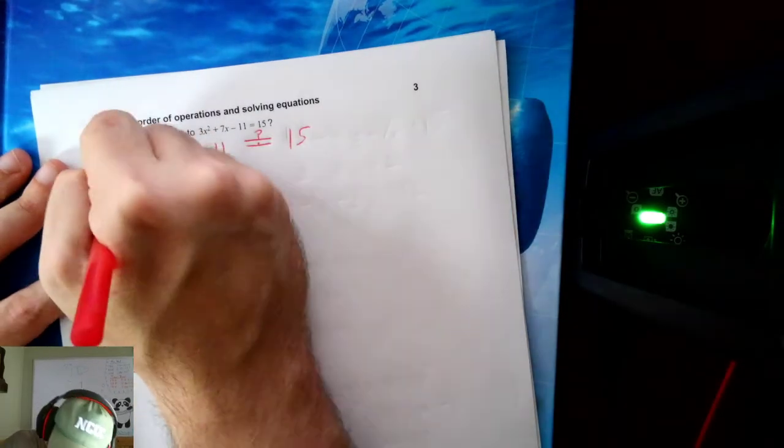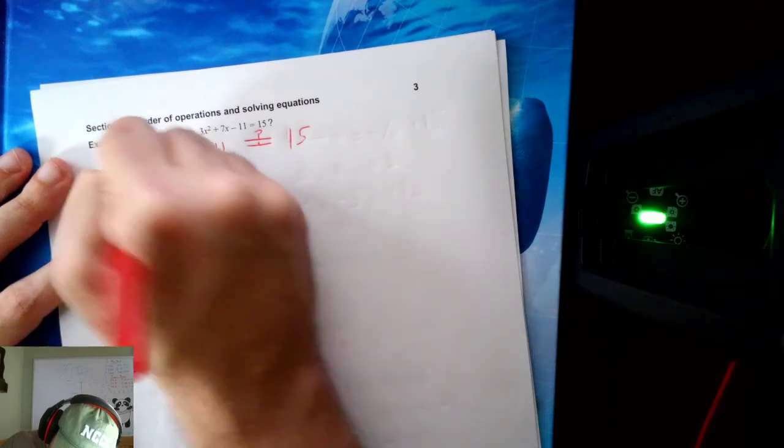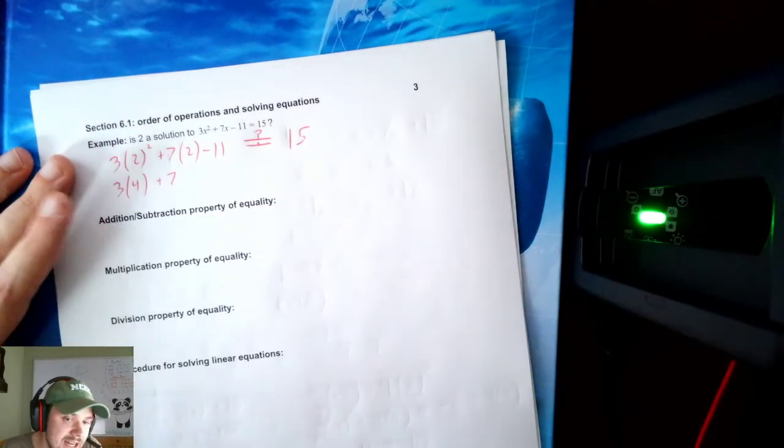I'm trying to check. Here I do exponents first, right? Exponents are always first. Well, group symbols are first, but I didn't have any to worry about.